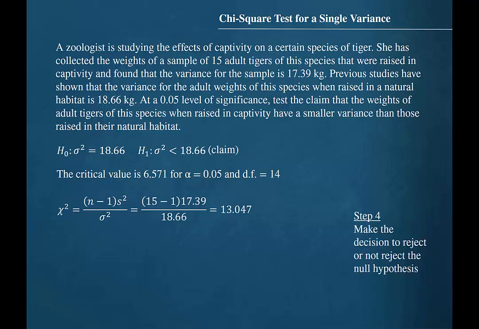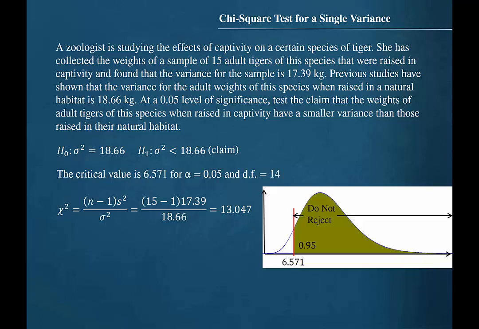Step 4 is to make the decision to reject or not reject the null hypothesis. It is always a good idea to visualize the orientation of the critical value and the test value by placing them on a graph of the hypothesized distribution. If the test value lands to the right of the critical value in the left-tailed test, we do not reject the null hypothesis. In this problem, we are to test at a 0.05 level of significance.